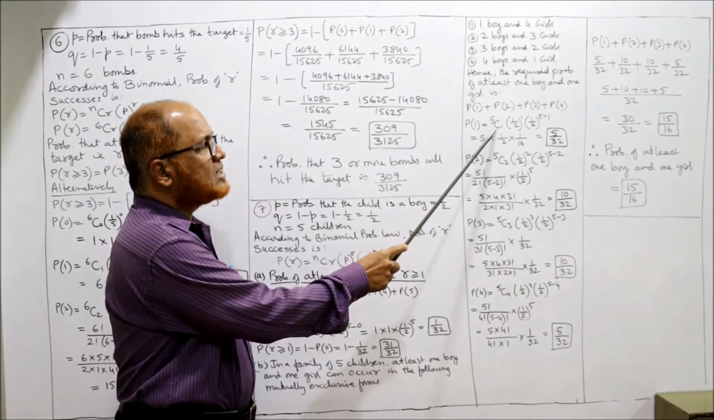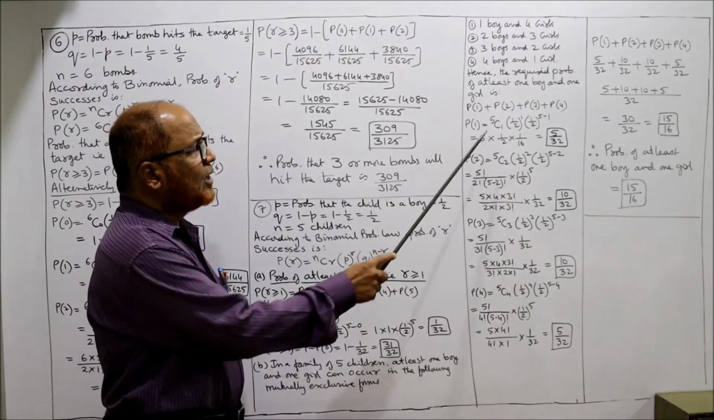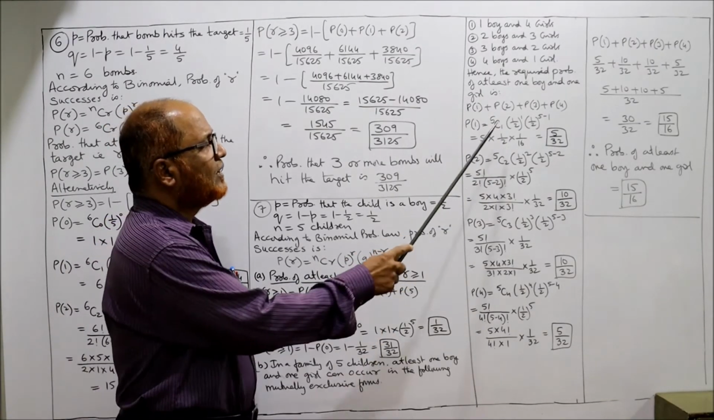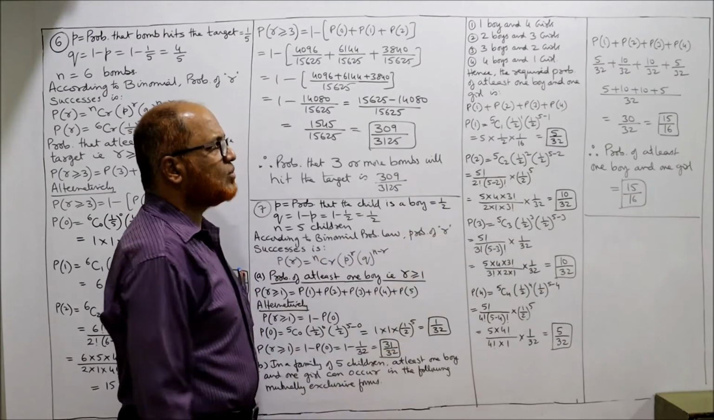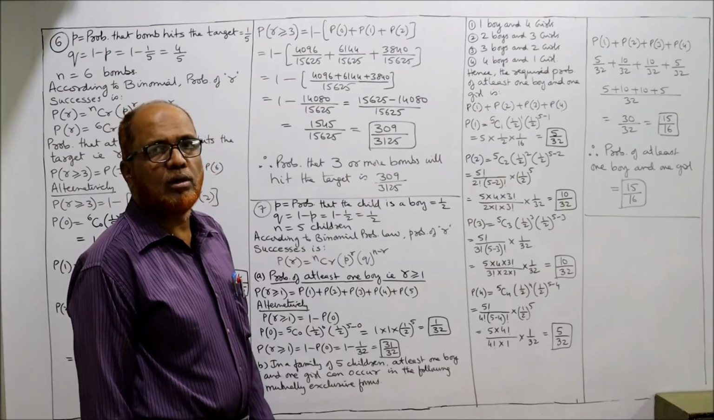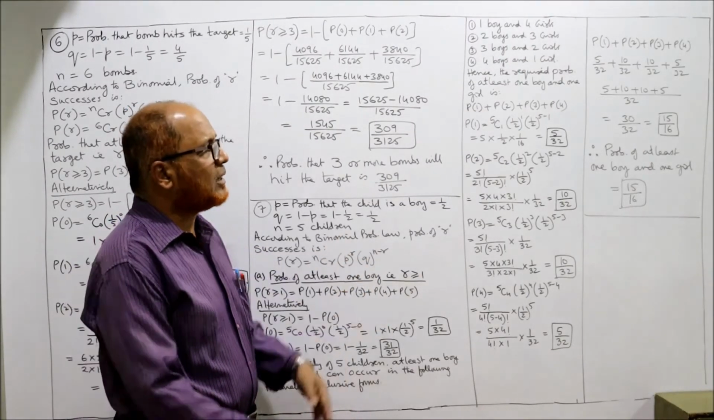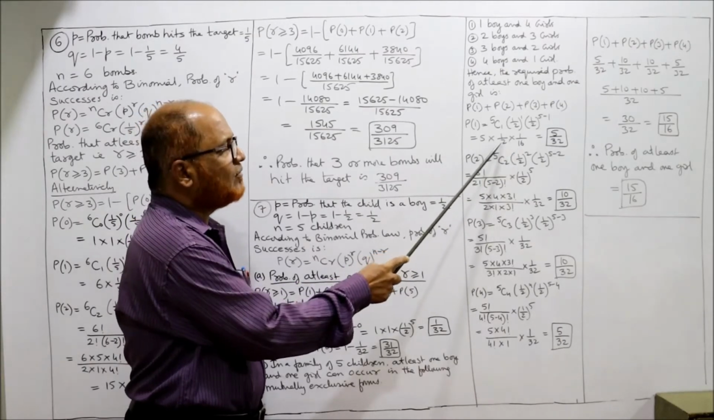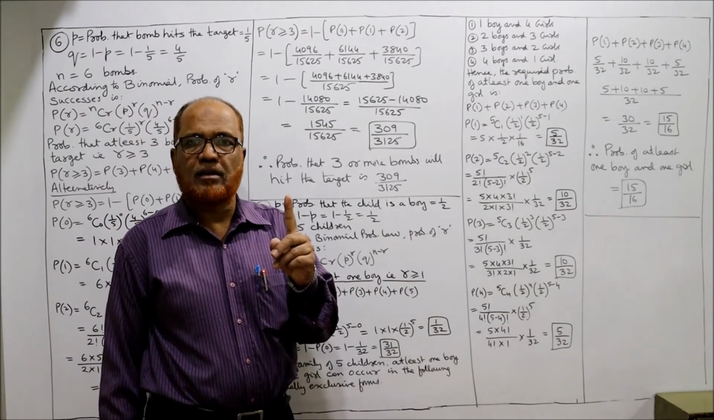So P of 1 is 5C1, half to the power of 1, half to the power of 5 minus 1. 5C1 is 5. Half to the power of 1 is half. Half to the power of 5 minus 1, and 5 minus 1 is 4. So 1 multiplied 4 times is 1, and 2 multiplied 4 times is 16. So 5 ones are 5, 2 16s are 32. So 5 by 32 is P of 1.